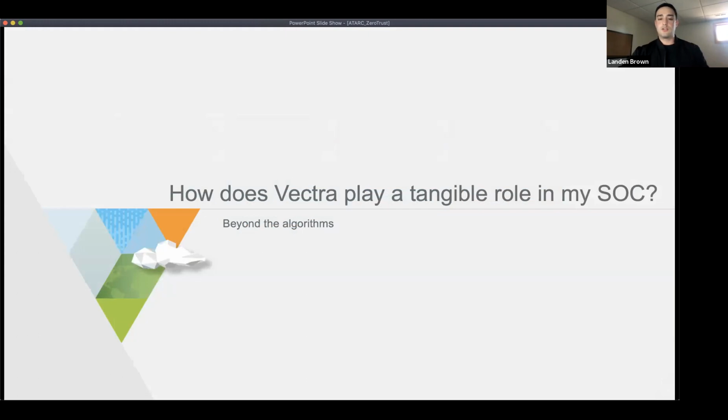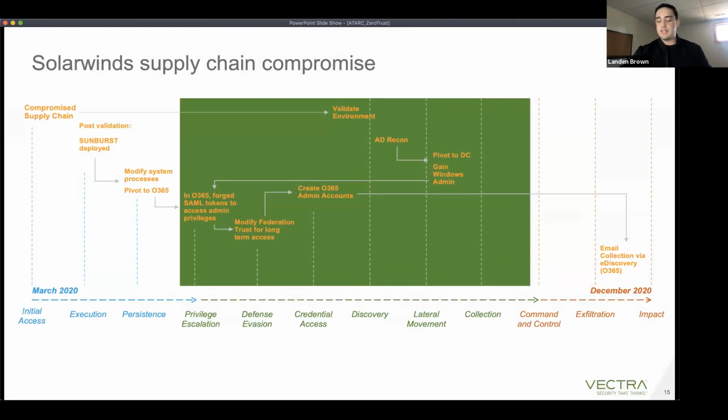And so how does Vectra take all of this, what we've built, what we aim to build in the future, and how do we actually play a tangible role in your SOC? I think a fantastic example of the value of zero trust and how AI can complement that could be highlighted in something like a supply chain compromise.